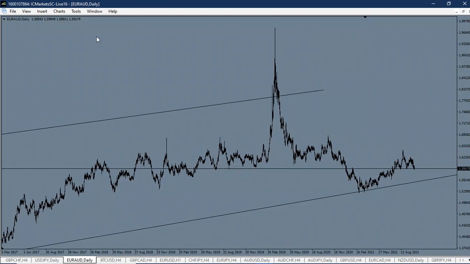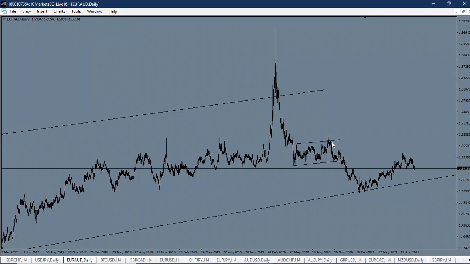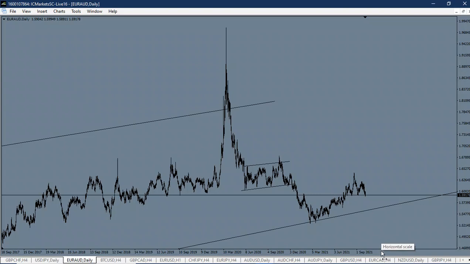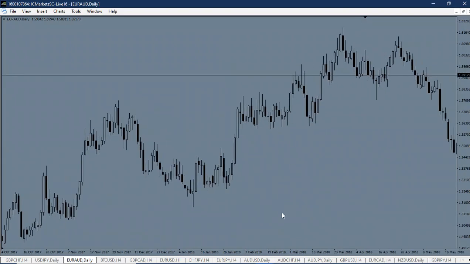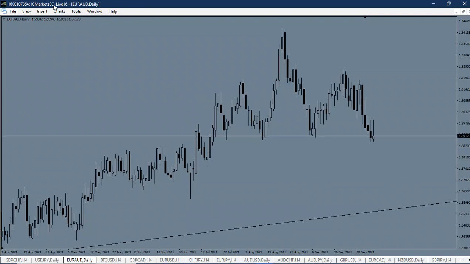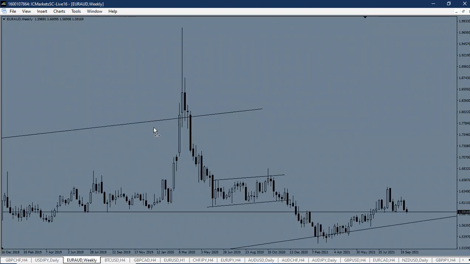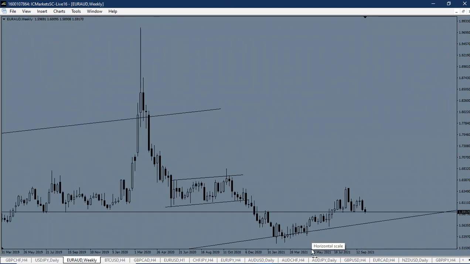So from this impulse we saw this pattern forming here, this continuation pattern forming there, and then price went down again. So here, what are we seeing? Let me go back to the weekly so that I can show you even more clearly here.